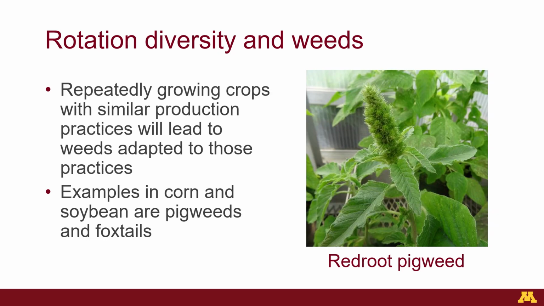Another benefit of diverse rotations that is particularly helpful in organic farming is weed management. By diversifying the types of crops planted, rotations can be used to break up weed cycles. Having mainly row crops, such as corn and soybean, will lead to weeds adapted to that system because they have similar planting dates and mechanical weed control operations. Examples of weeds that are prone to becoming problematic in corn and soybean are pigweeds and foxtails. We show a picture of redroot pigweed with its green flower inflorescence.